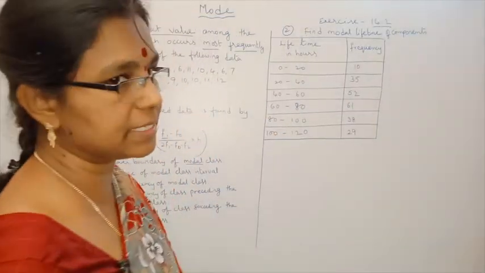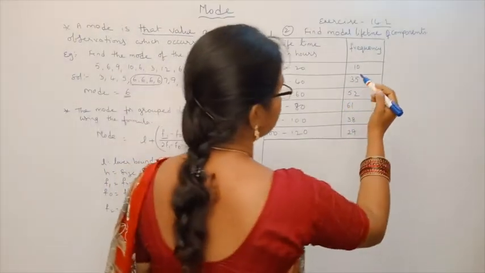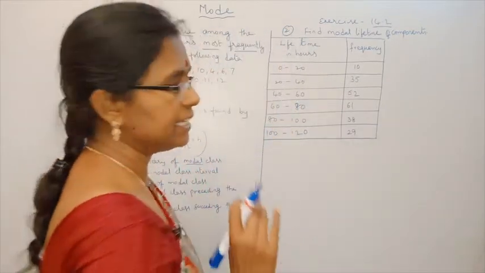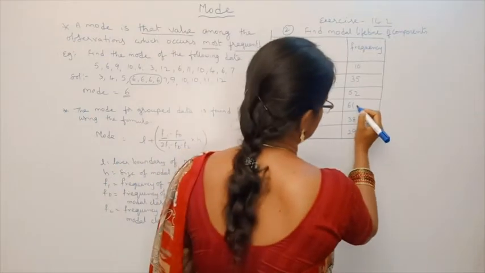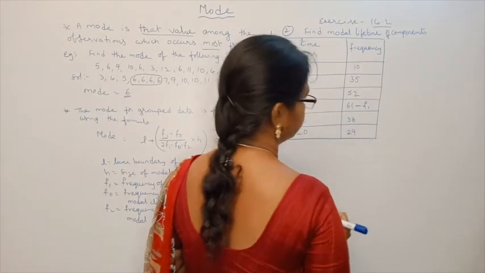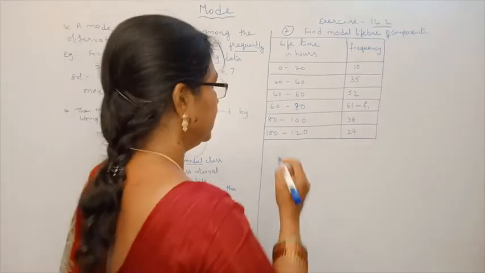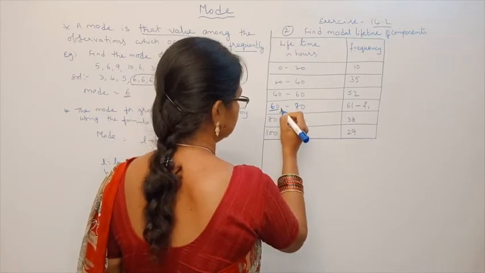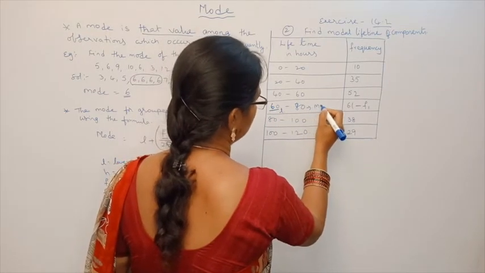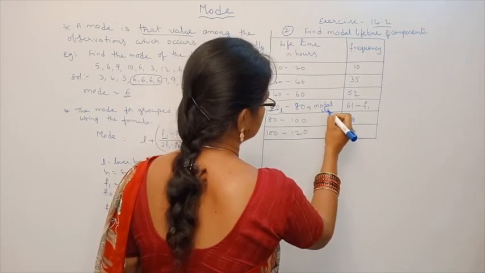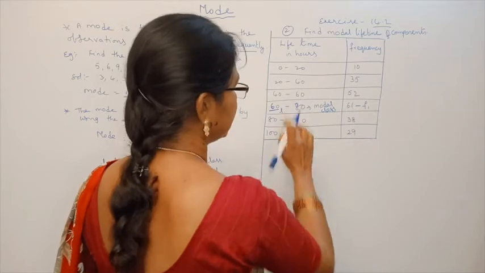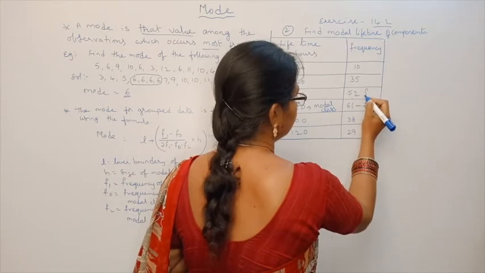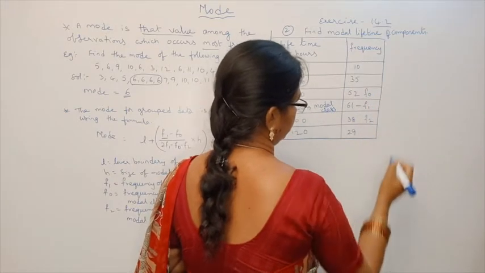Now, how many class intervals are given? 6 class intervals. The frequencies are 10, 35, 52, 61, 38, 29. Which is the highest frequency? 61. That is F1. The class with the highest frequency is the modal class, and its lower boundary is L. The frequency before it is F0, and after it is F2.